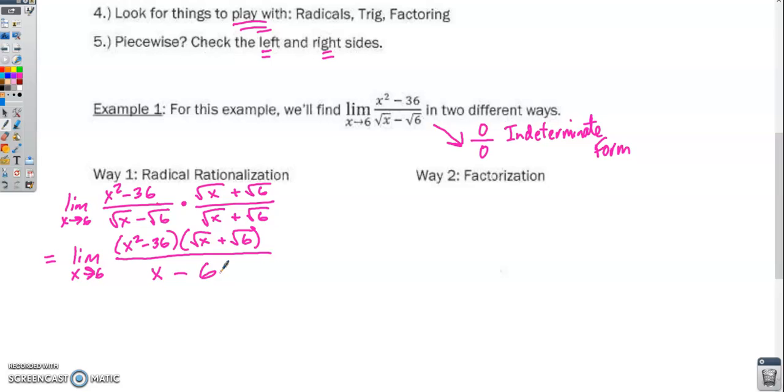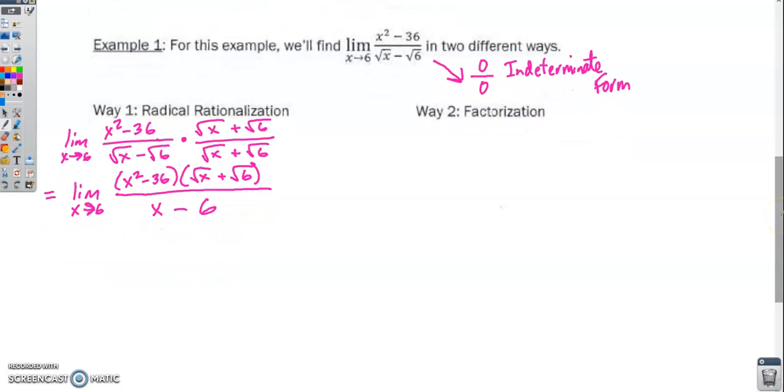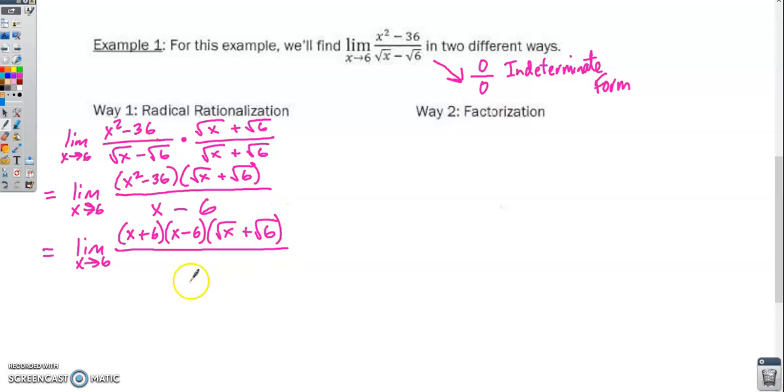Now, even though we started this with radical rationalization, we quickly find out when we get to this point that we're going to need to use factoring as well. And we still can factor what's up there in the numerator. We can take that x squared minus 36 and factor it as x plus 6 times x minus 6. And then we see that we have a common factor between the numerator and the denominator. We can cancel out the x minus 6 from both of those.